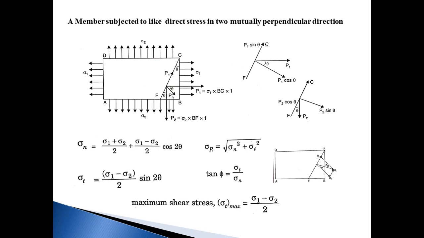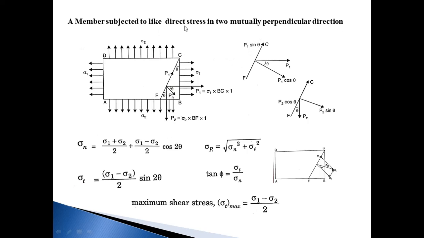So in the last lecture, we studied a bar or a section subjected to a single force, and what normal stresses and tangential stresses are produced in that section. In this lecture, we discuss a member subjected to direct stresses in two mutually perpendicular directions.